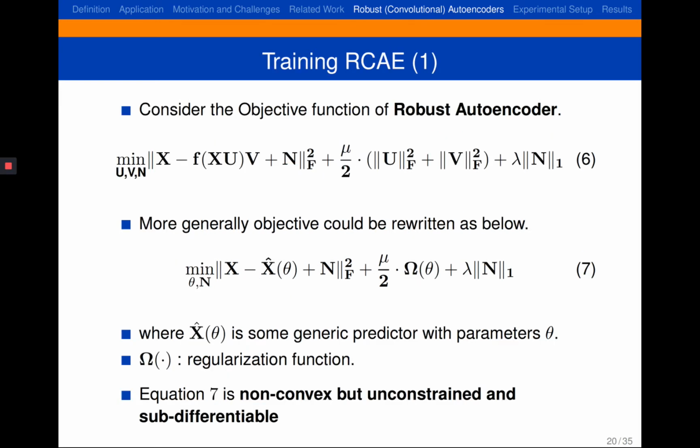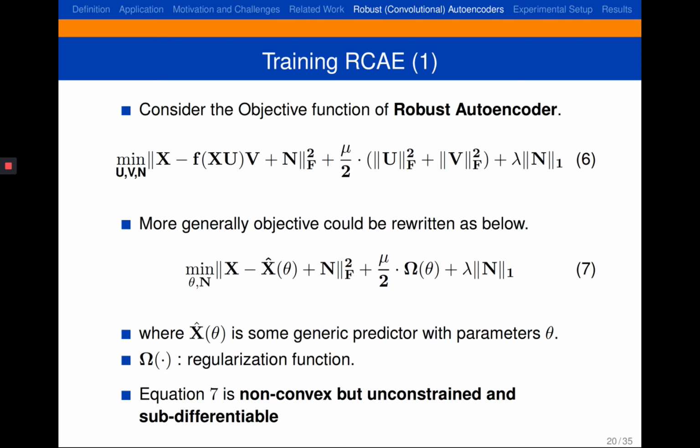Well, with respect to training the robust autoencoder or robust convolutional autoencoder, the objective function of the model, in both equations 6 and 7, is non-convex, but unconstrained and sub-differentiable. There are several ways of performing optimization. For example, for a differentiable activation f, one could compute subgradients with respect to all the model parameters and apply backpropagation.